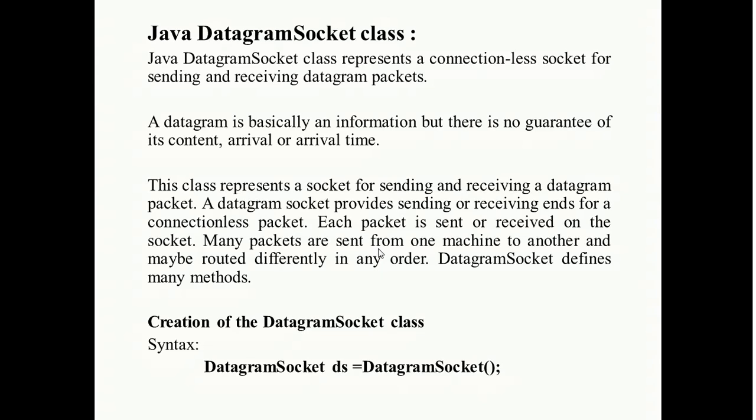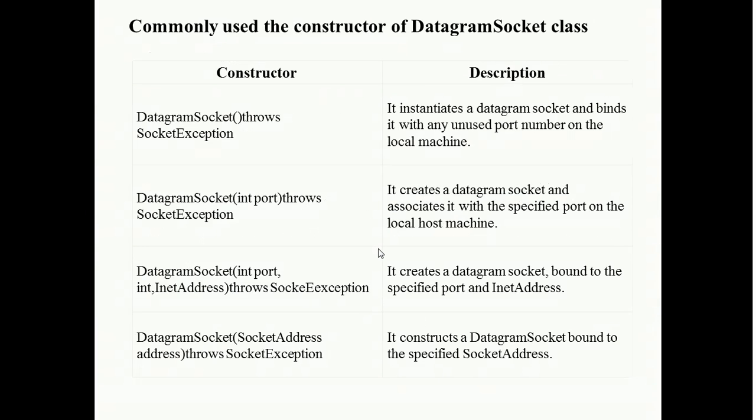First, see how to create a DatagramSocket. The syntax is DatagramSocket ds = new DatagramSocket(). This is the simple creation of the DatagramSocket. Now see the constructors of the DatagramSocket. There are 4 constructors in the DatagramSocket.